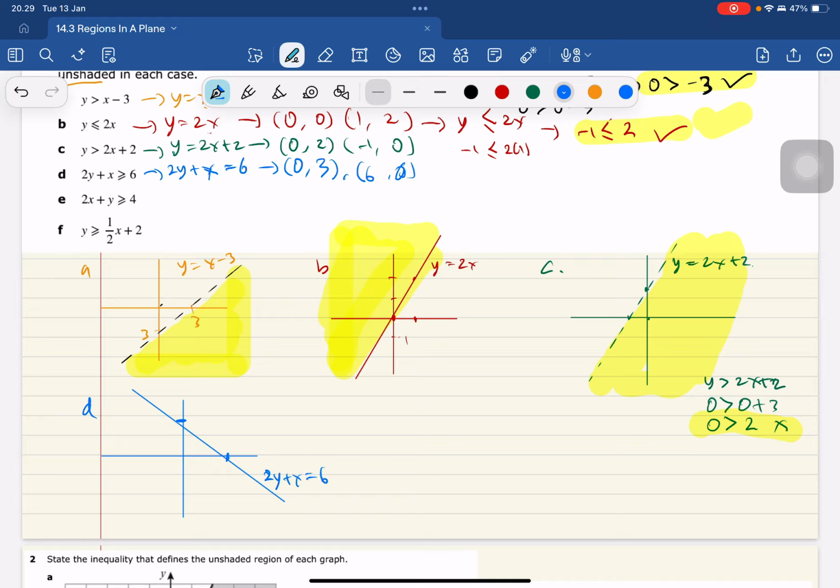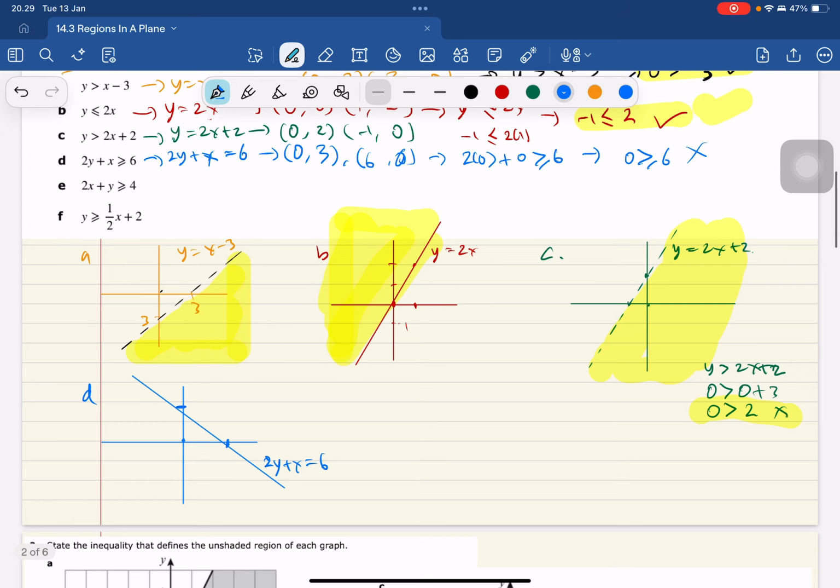So let us try it with the origin point 0 and 0. So 2 times 0 plus 0 is going to be bigger than or equal to 6. So this is going to be 0 bigger than or equal to 6, which is not correct. So this is the unwanted area.